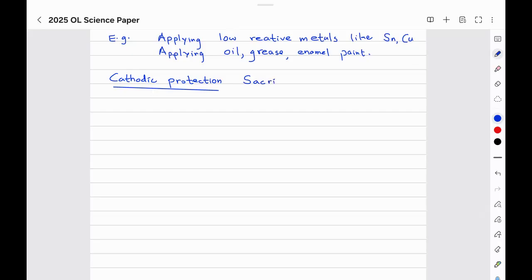Because these metals are sacrificing themselves, no? Zinc, magnesium, aluminium, they are sacrificing themselves in order to protect iron.